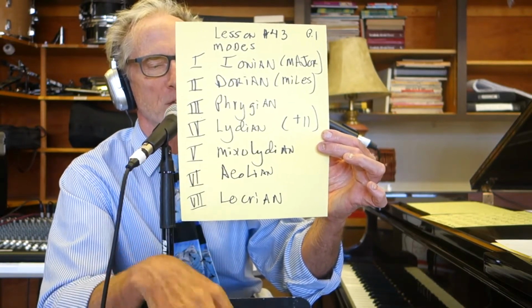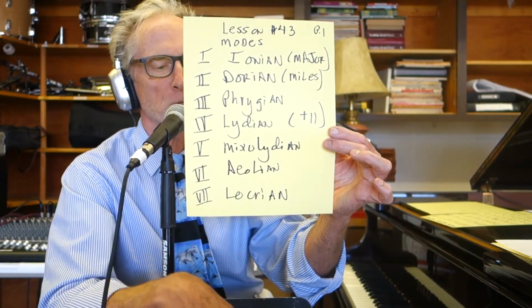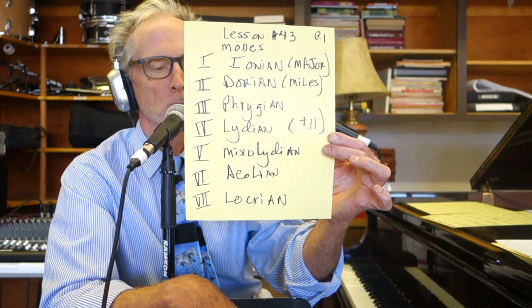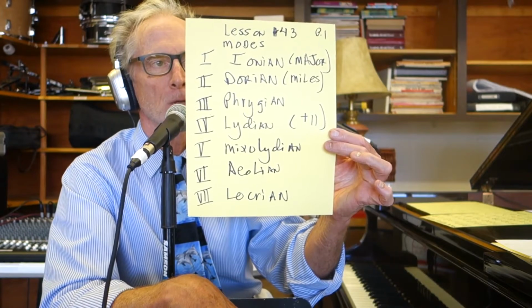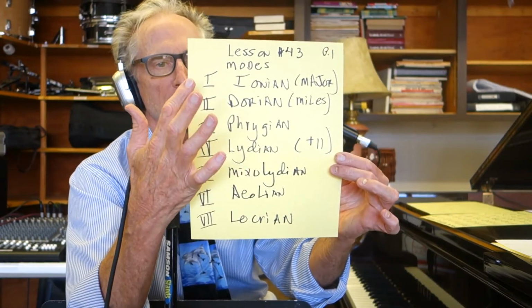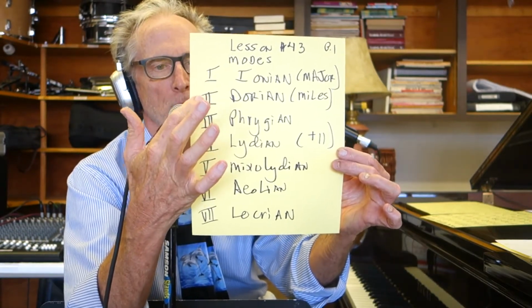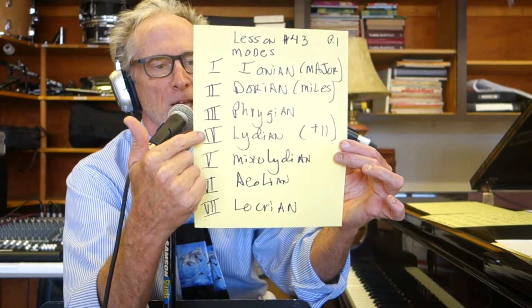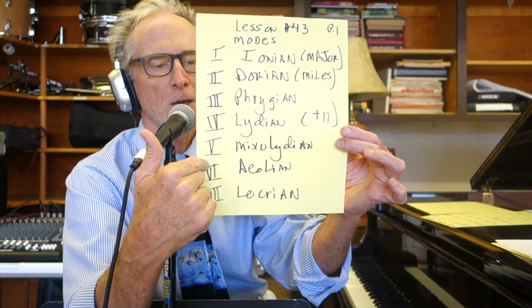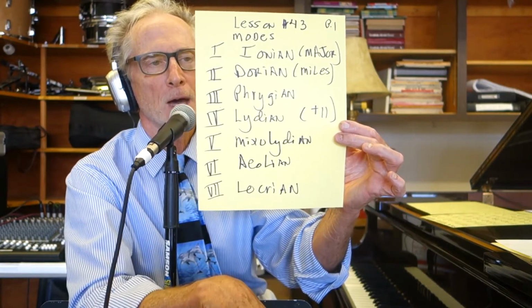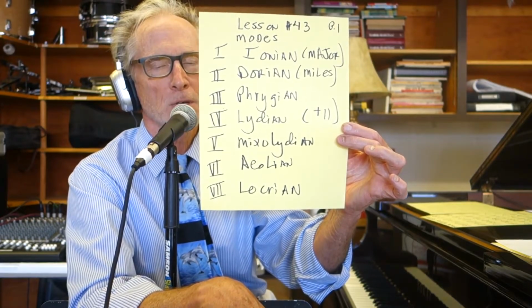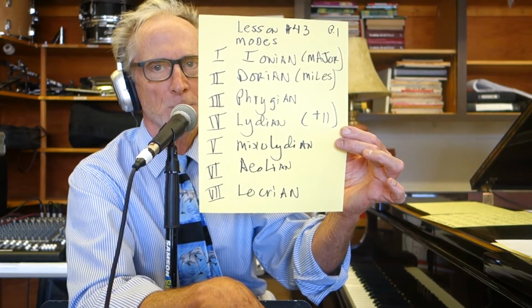And number seven is Locrian. Okay? So get your spellings right. Locrian is number seven. All right, now a quick review. Let's say it together. Ionian, Dorian, Phrygian, Lydian, Mixolydian, Aeolian, Locrian. Okay, guys? There's your seven modes. And let's start explaining them. Okay, here we go. And to the piano, everybody.